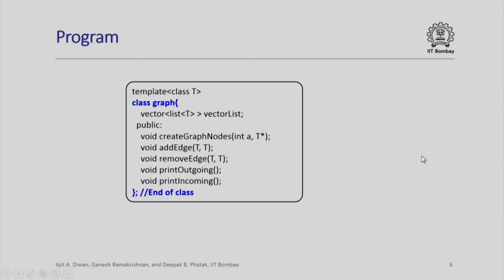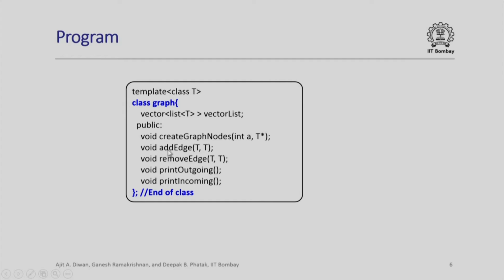Let us proceed towards the program. First, we define the template class T. So, class graph is what we are going to define. It is a vector list, as we said, we call it a vector list. The public components are: 1, create graph nodes. You remember the function that we mentioned. We give the number of nodes and T star, which is the pointer to the class.